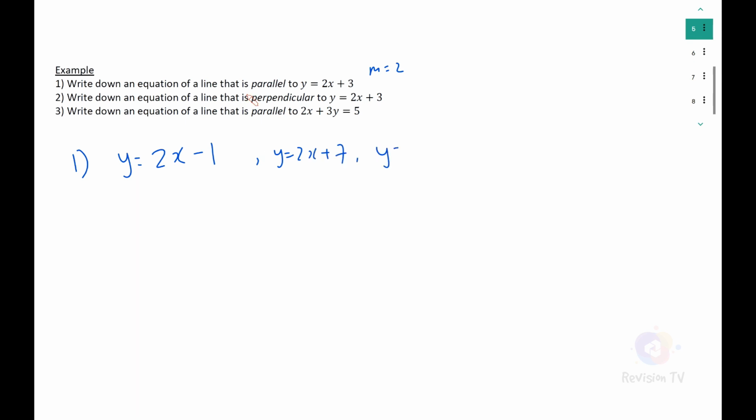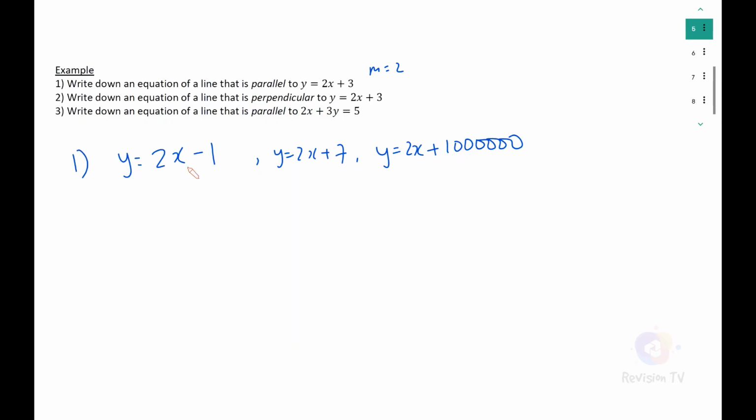If you want to be a bit cheeky, you can say y equals 2x plus a million or something. Anyway, as long as you have the same gradient, that's fine. Okay, so these lines are all parallel to y equals 2x plus 3.